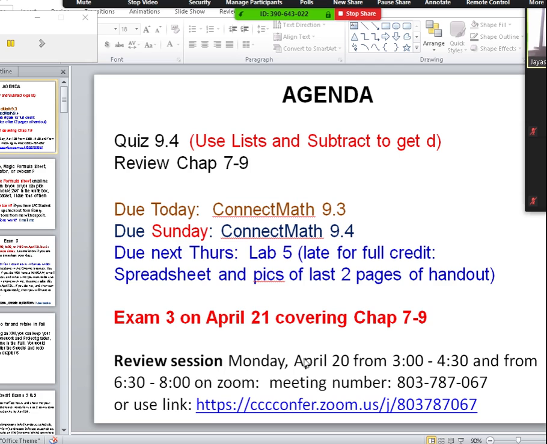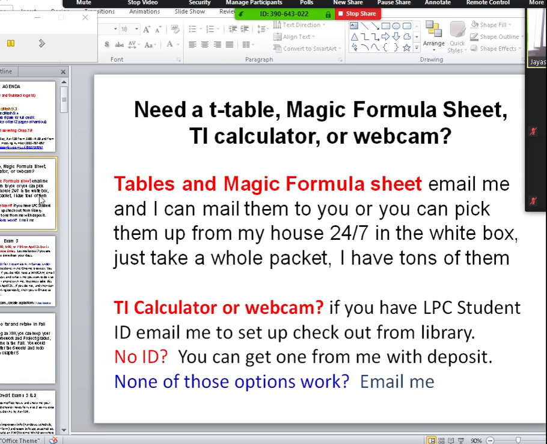I'll be doing a review session on Monday from 3 to 4:30, and then from 6:30 to 8 on Zoom. So here's the meeting number to click into, or the link. It's just my regular office hours, so that's easy enough. All right, so again, if you need a T-table or a magic formula sheet, then email me. You can pick them up at my house, or I can mail them to you. I have lots of them. If you come to pick them up at my house, just grab the whole packet, because I have tons of all of those.